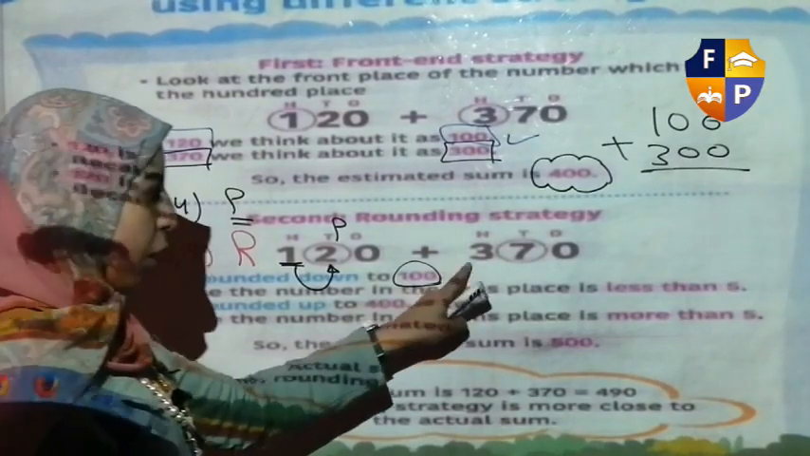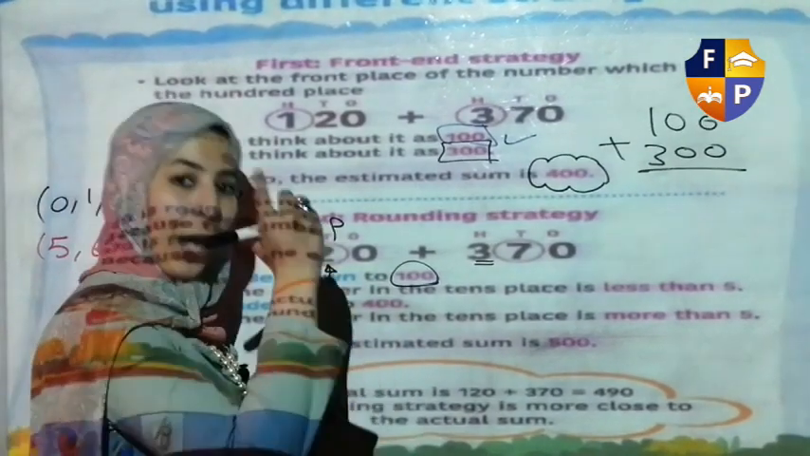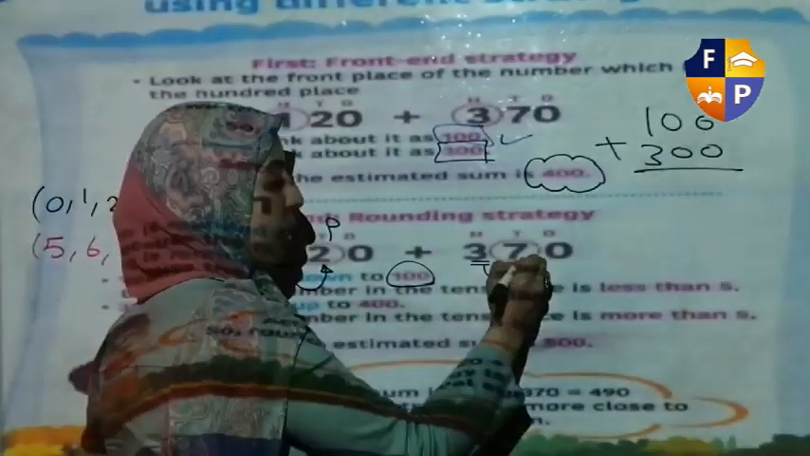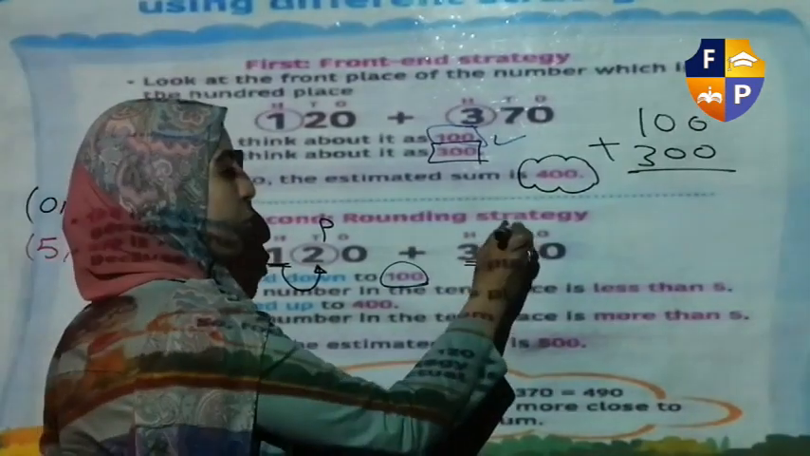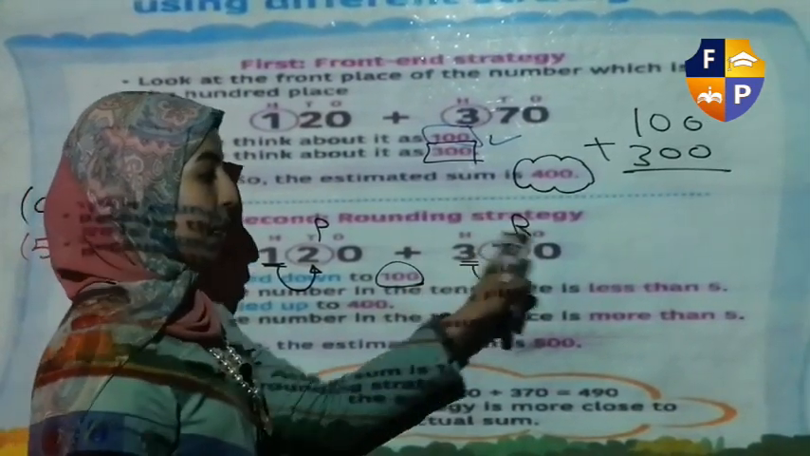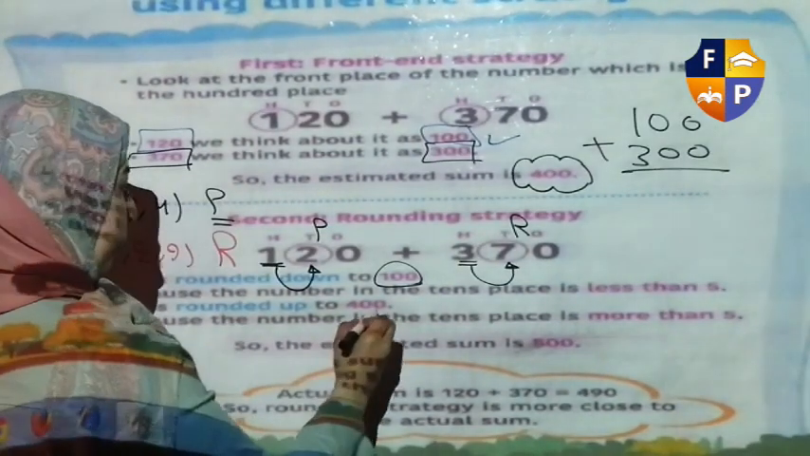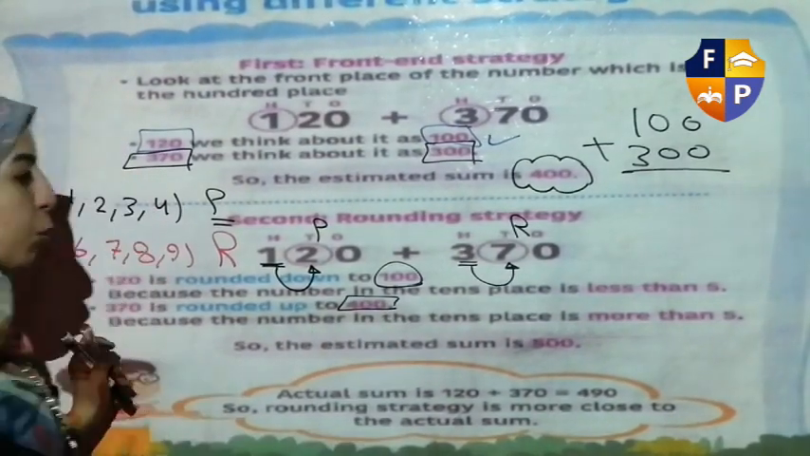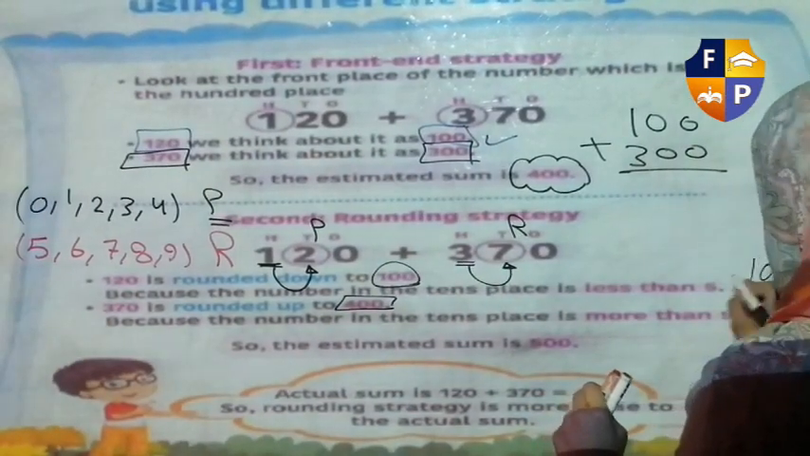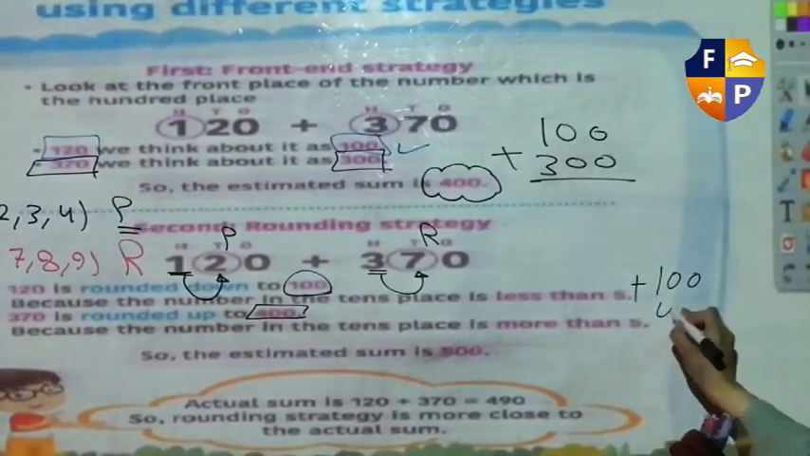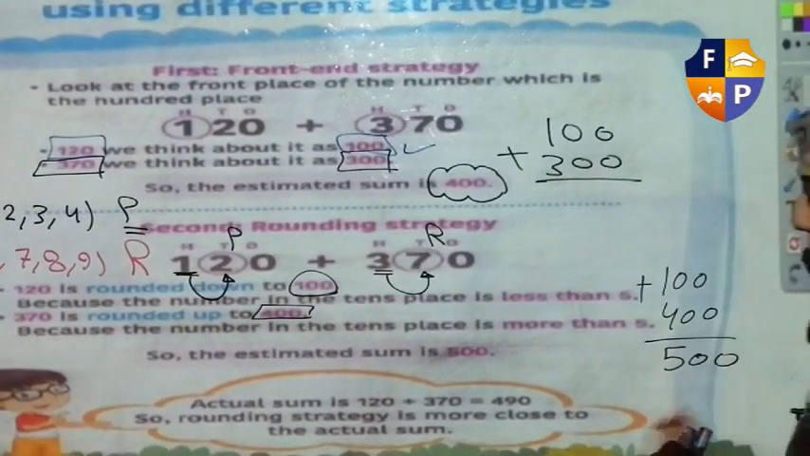And here I have 370. Underline the digit in hundreds. Look at the digit before hundreds. Yes, tens place. We have 7. 7 is rich. So 370 rounds up to 400. And now I will do my addition operation. 100 plus 400 equals 500.